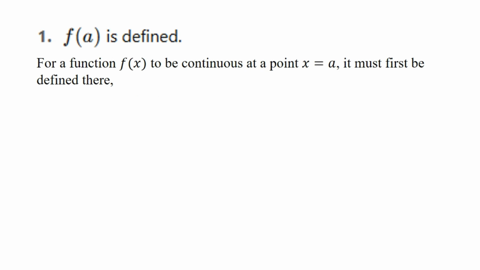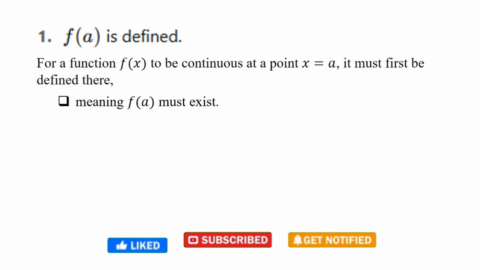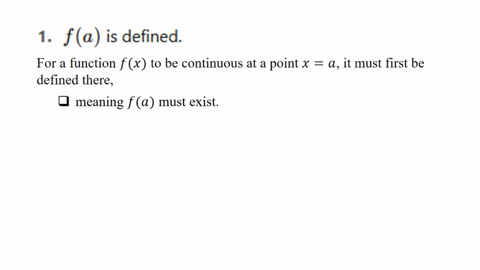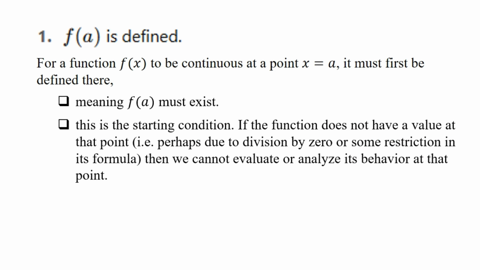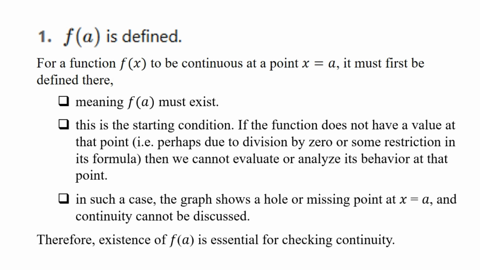For a function f(x) to be continuous at a point x = a, it must first be defined there, meaning f(a) must exist. This is the starting condition. If the function does not have a value at that point, perhaps due to division by zero or some restriction in its formula, then we cannot evaluate or analyze its behavior at that point. In such a case, the graph shows a hole or missing point at x = a, and continuity cannot be discussed. Therefore, existence of f(a) is essential for checking continuity.